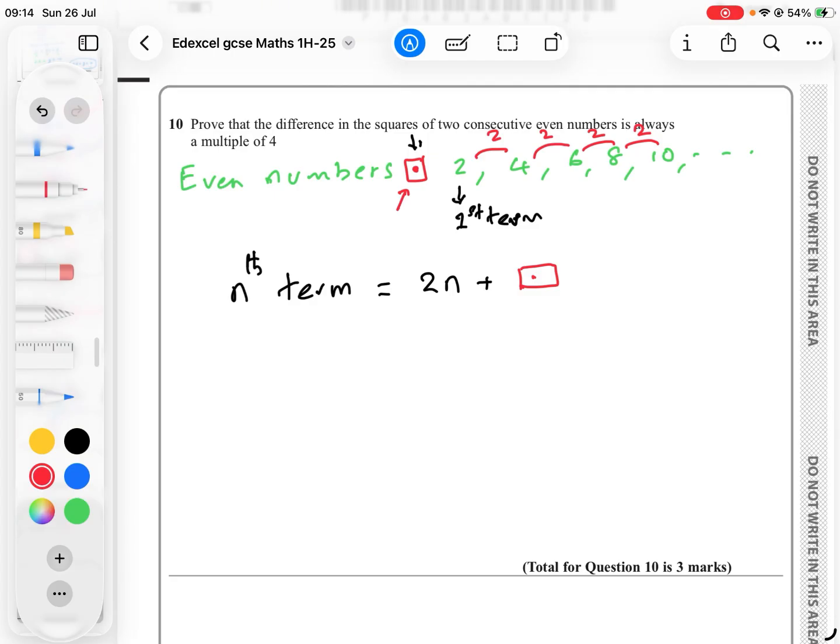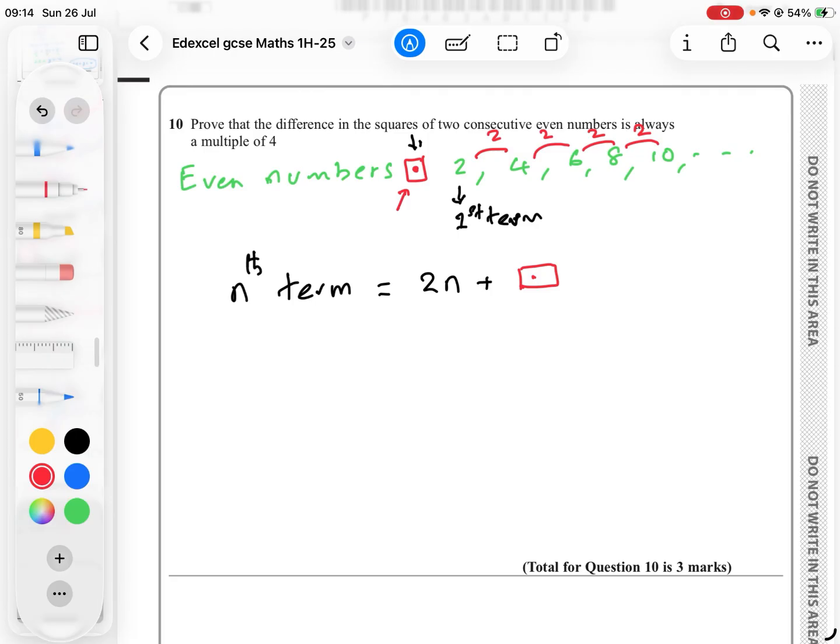We first need to find the nth term of the even number sequence, because when you look at this one, 2, 4, 6, 8, 10, it increases by 2. The 2 is what we call the common difference. So this is an arithmetic sequence, increasing each term by 2. To find two consecutive even numbers, we need the nth term of this even number sequence.